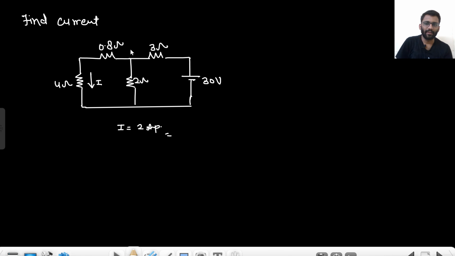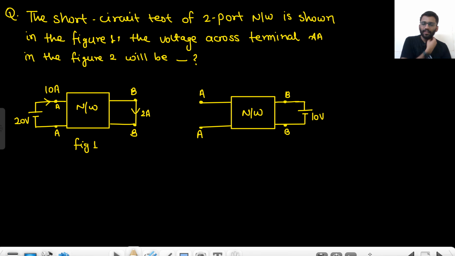We're going to apply nodal analysis here. V by 4.8 plus V by 2 plus V minus 30 by 3. Then you will get the value of V. V by 4.8 will be your value of I. So it will be 2 ampere. So this is how you can solve the question. Let's move on to the next question.